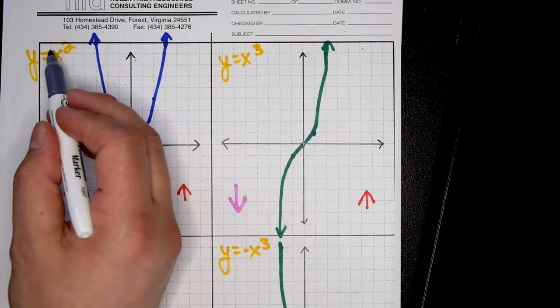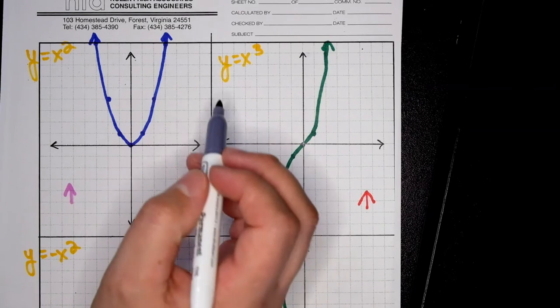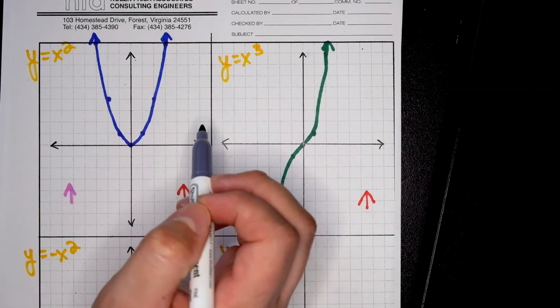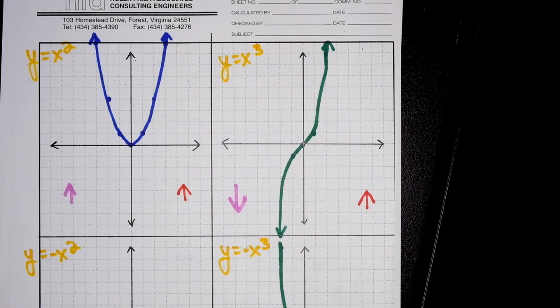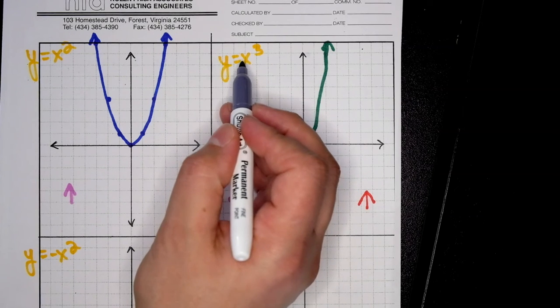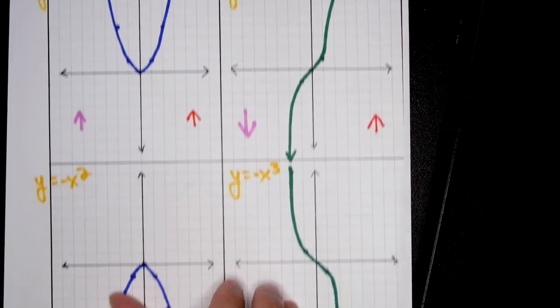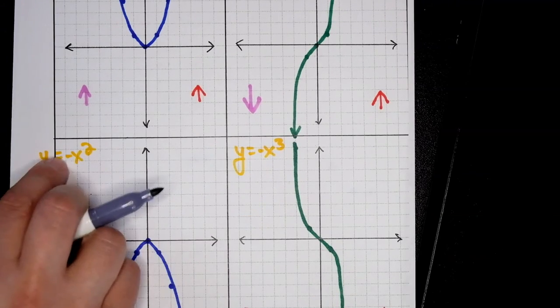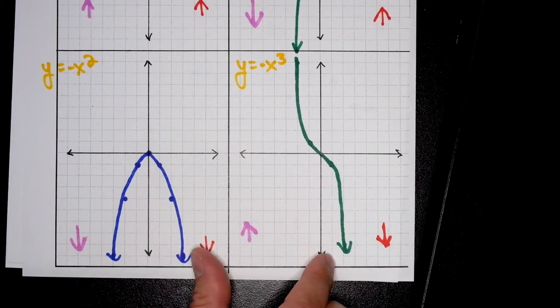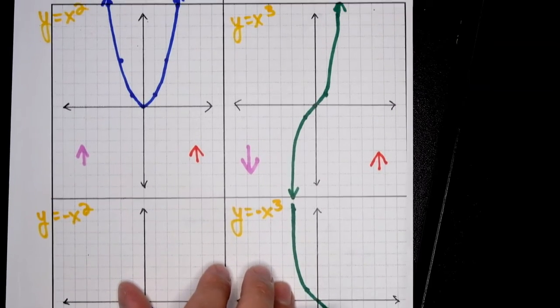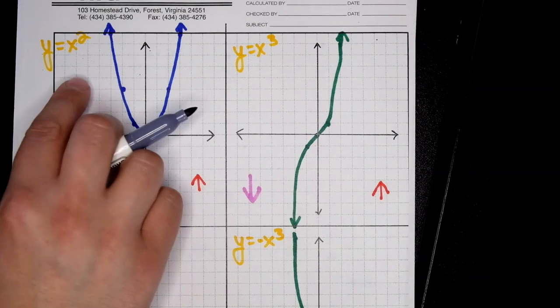So if it's positive, then the right end behavior goes up. That's that a value in our general form of the polynomial. So if that value up front, that leading coefficient, is positive, right end goes up. If it's negative out front, then the right end's going to go down. And notice this happens with both of them. Doesn't matter if we're talking about x cubed or x squared.